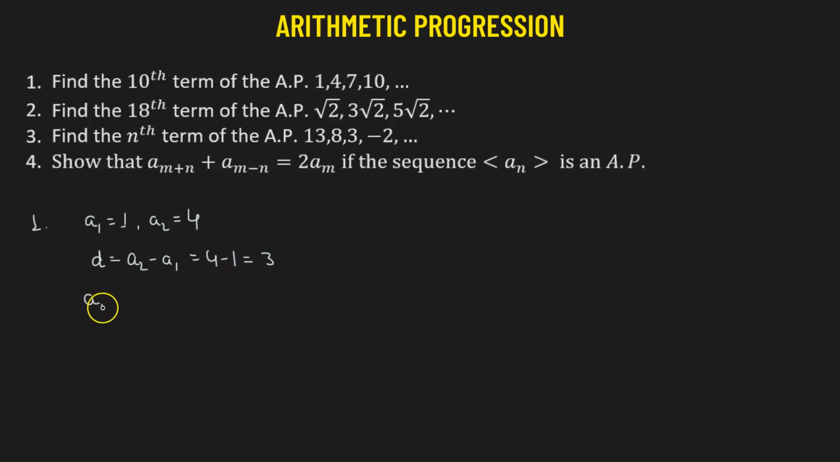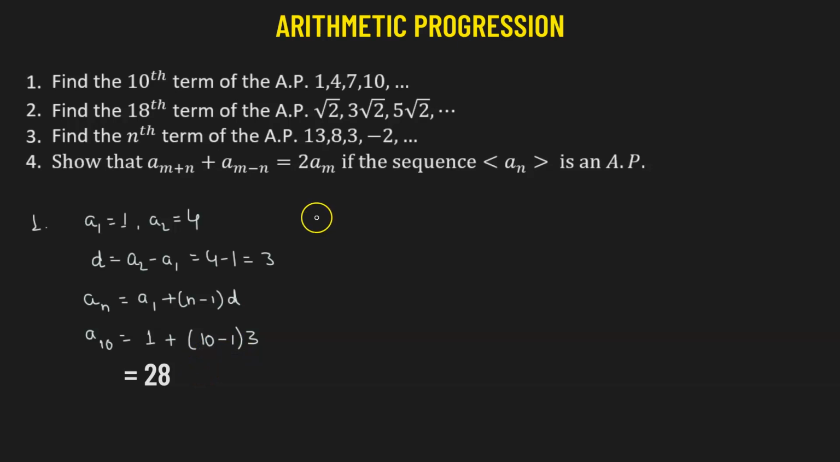Now we know that the nth term of the AP sequence is given by the first term plus n minus 1 times the common difference d. So to find out the 10th term, we will have n value equal to 10. So that means A10 will be equal to the first term, which is 1, added to n minus 1. So in place of n, we have 10. So we have 10 minus 1 times the common difference, that's 3, which will be equal to 28.